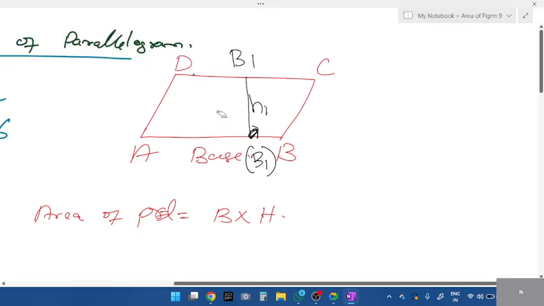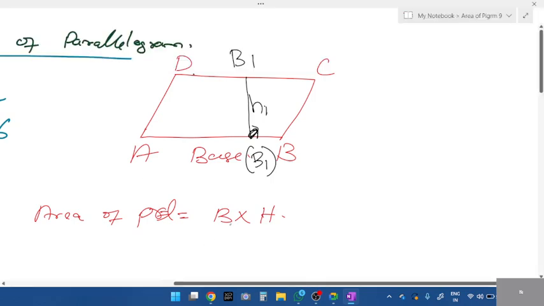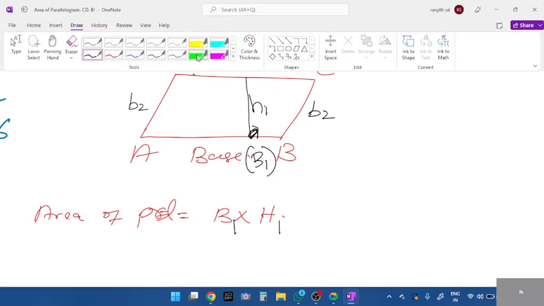H1. So there are two formulas for height. Area of a parallelogram, that is B1 into H1, is the first formula. They might give you H1, B1, you have to find area. Next. Which is the next base we have? BC and AD, right? And how do you find the distance between them, students?